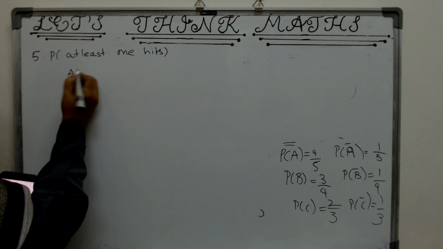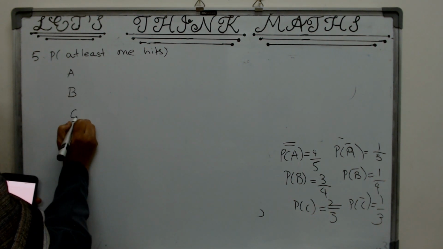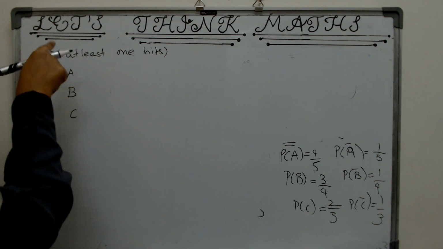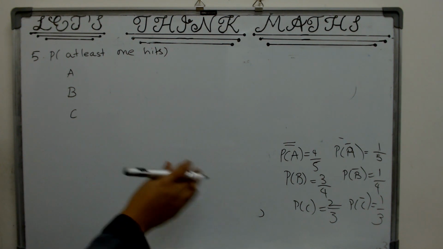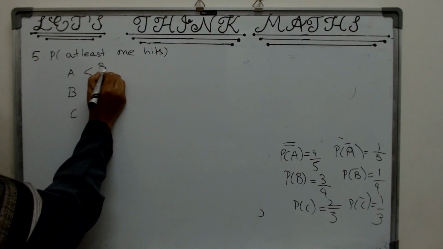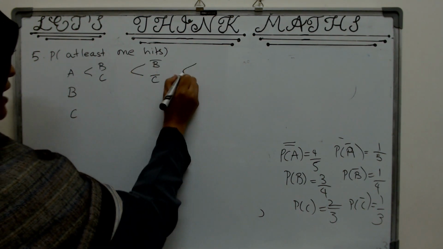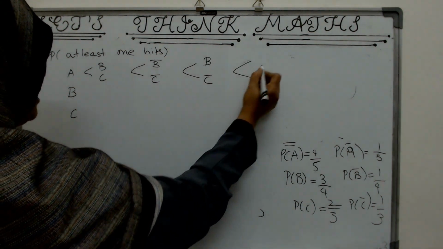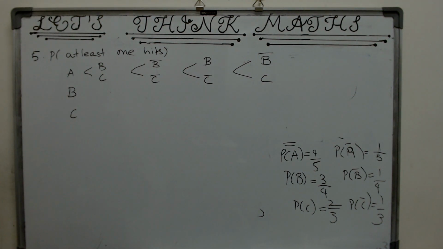It means there are 3 probabilities, like at least A hits, or at least B hits, or at least C hits. But then if at least A hits, what about B and C? There can be so many combinations, right? Suppose A hits and B and C also hit, or B and C do not hit, or one of them hits. B hits, C does not hit, or B does not hit and C hits. Similarly, for each one of them, you see how complicated this calculation is going to be. So what do we do? We find the complement of this event.